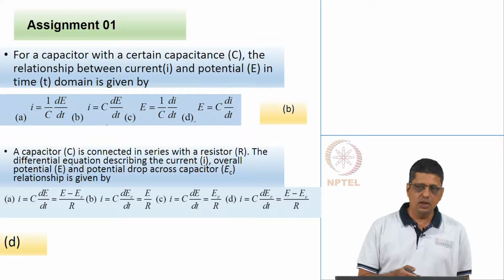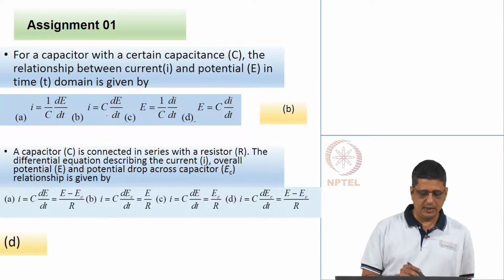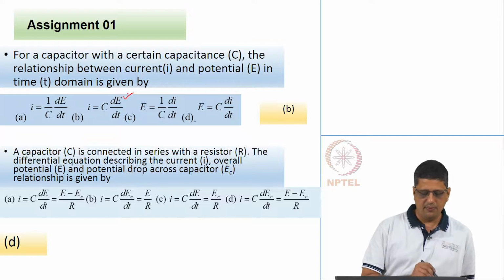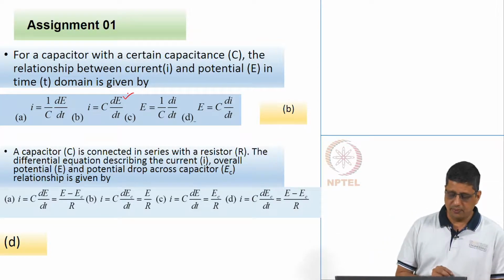Of course, this is similar to what you have seen before. It is just testing whether you can remember the relationship between current and potential for a capacitor, and that has to be current is dE by dt multiplied by capacitance.